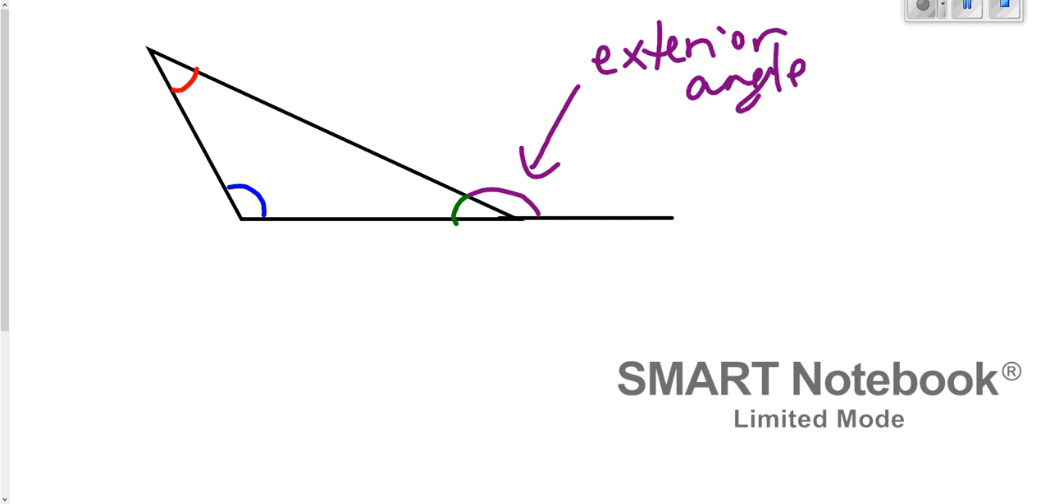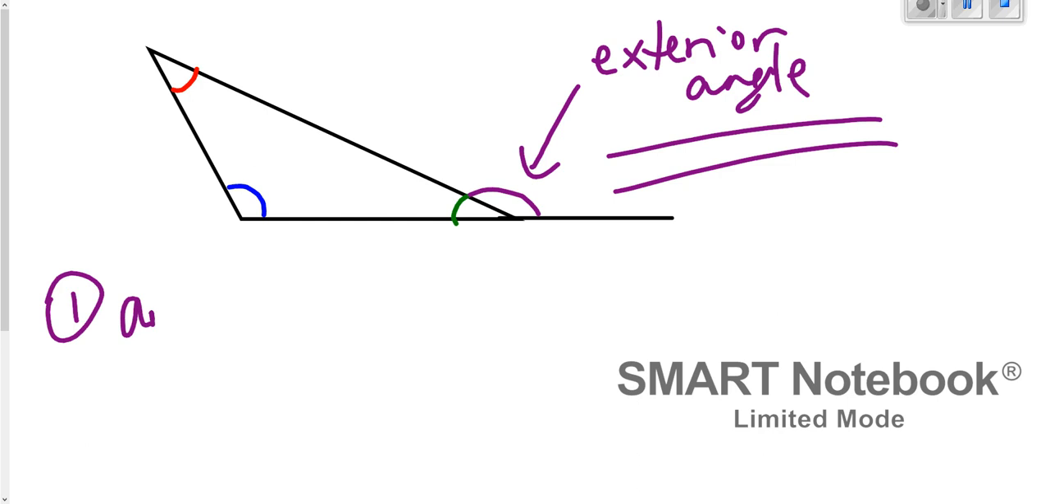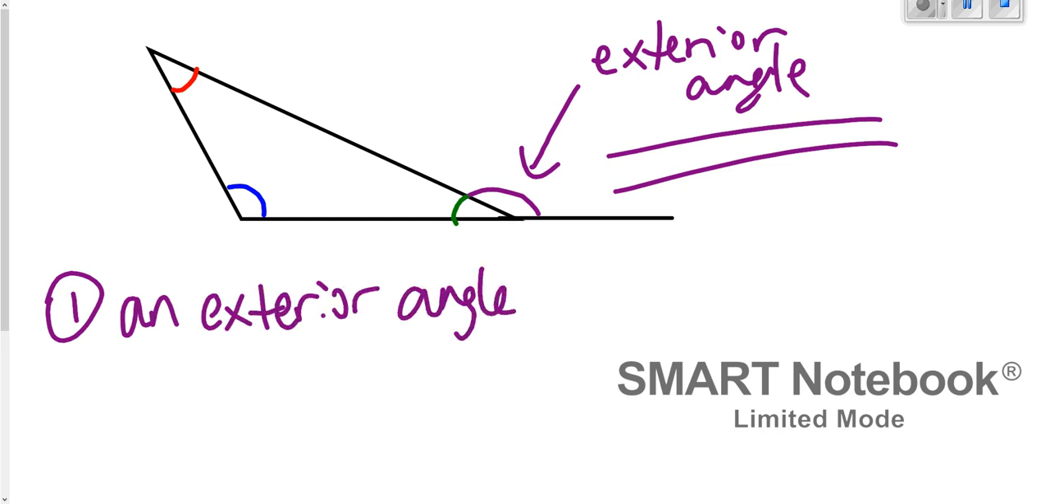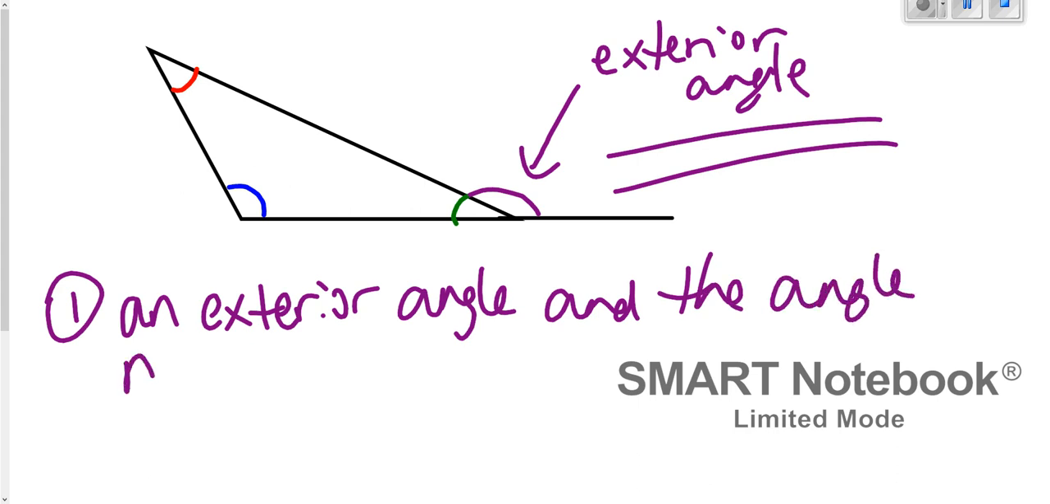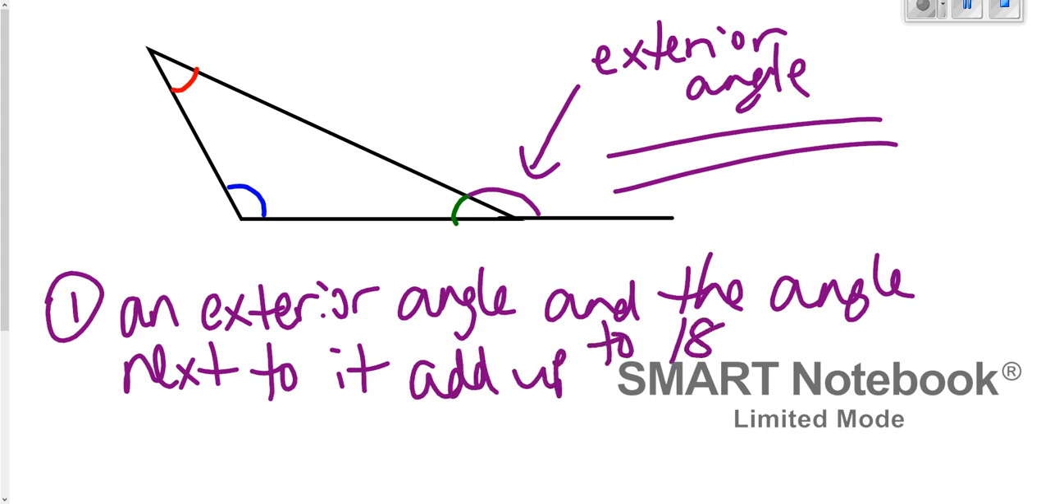And there's two things we know about exterior angles. Number one, an exterior angle and the angle next to it add up to 180 degrees. They are supplementary. You can tell on my diagram because this green angle and the purple angle form a perfect semicircle, a straight line. That's how I know they add up to 180.